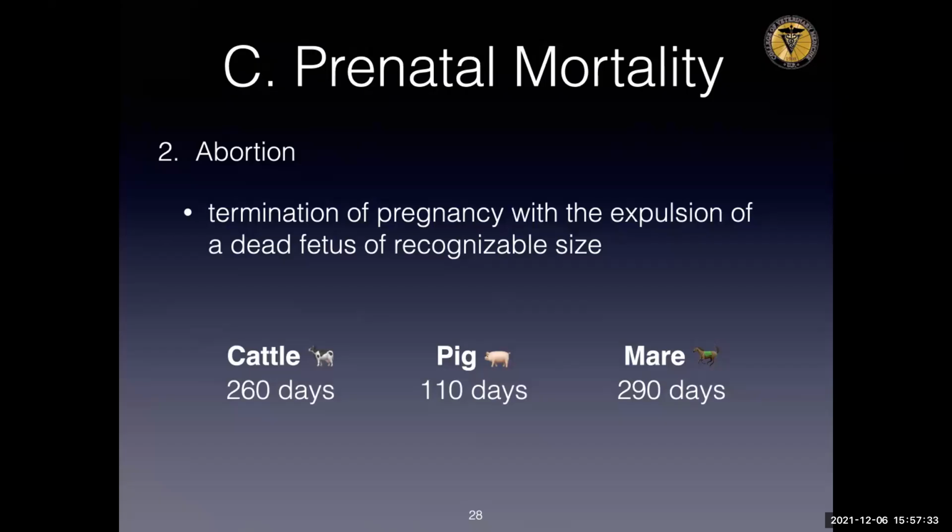Then we can also have that for the pigs. 114 days is the gestation period, and termination happened at the 110th day. And for the mare, that's nearly 300 plus days. Okay, and then you have termination of the pregnancy at 290 days.